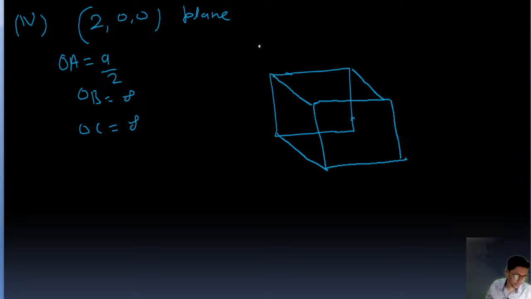So this is going to be like this. Okay, and we'll take this as the z axis, this as the x axis, and this as the y axis. Now, this is OA equal to a by 2. Okay, so a by 2 means, just look here, this is a by 2 here.